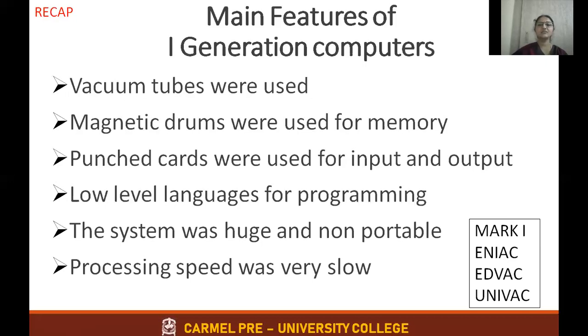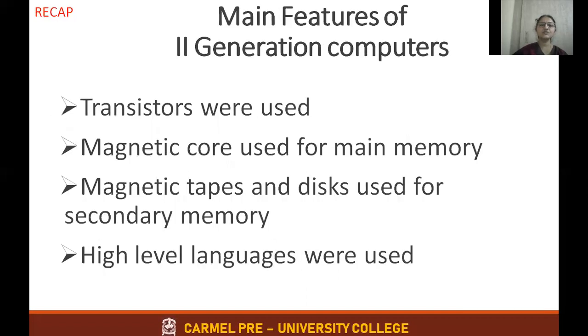Okay, it was the first digital electronic computer, ENIAC, full form electronic numerical integrator and computer. EDVAC stands for electronic discrete variable automatic computer. UNIVAC stands for universal automatic computer. All these expansions you need to remember. Okay, this is about the first generation.